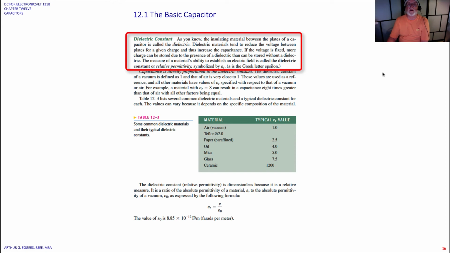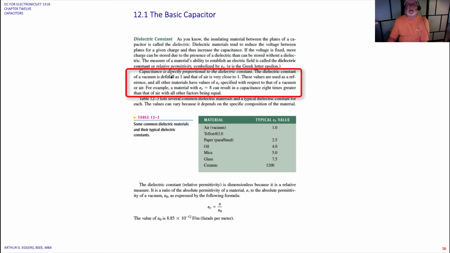The measure of the material's ability to establish an electric field is called the dielectric constant, or the relative permittivity, symbolized by the Greek letter epsilon. Epsilon R is the relative permittivity. Capacitance then is directly proportional to the dielectric constant. The dielectric constant of a vacuum is defined as 1, that's your perfect condition, and air is considered to be very close to 1. The values are used as a reference, so we're going to reference that with actual materials.